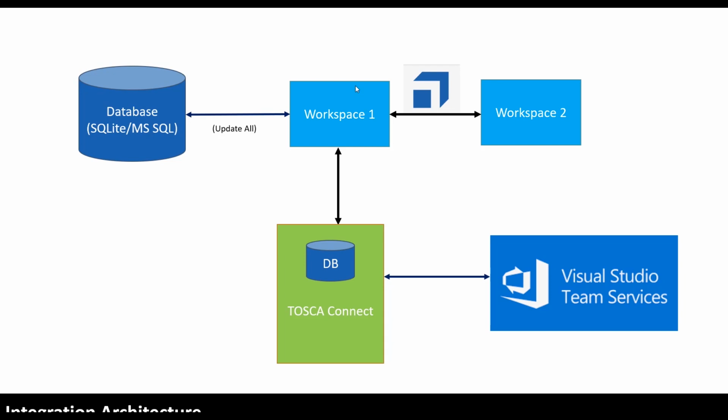When the integration is taking place, this workspace one will be locked by Tosca Connect. So for visualizing whether the changes are taking place, whether the artifacts are getting moved from one place to another, we'll see this workspace. We'll make this workspace two. This is nothing but the exact replica of workspace one.